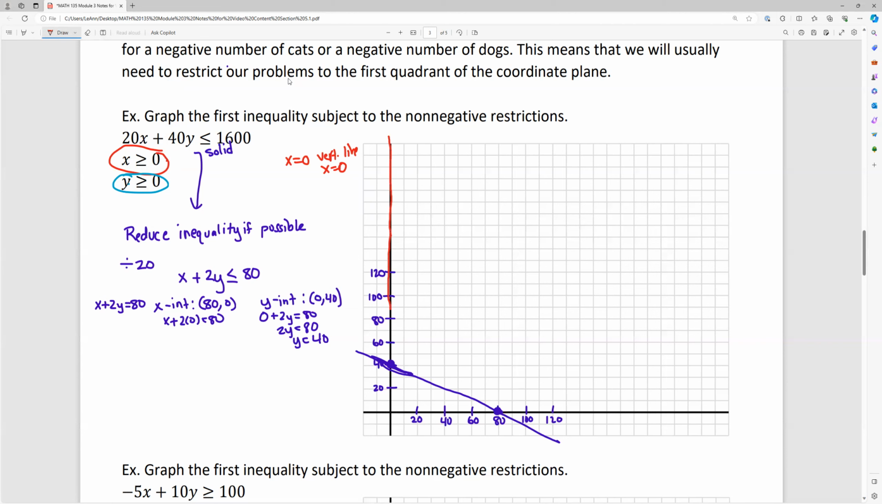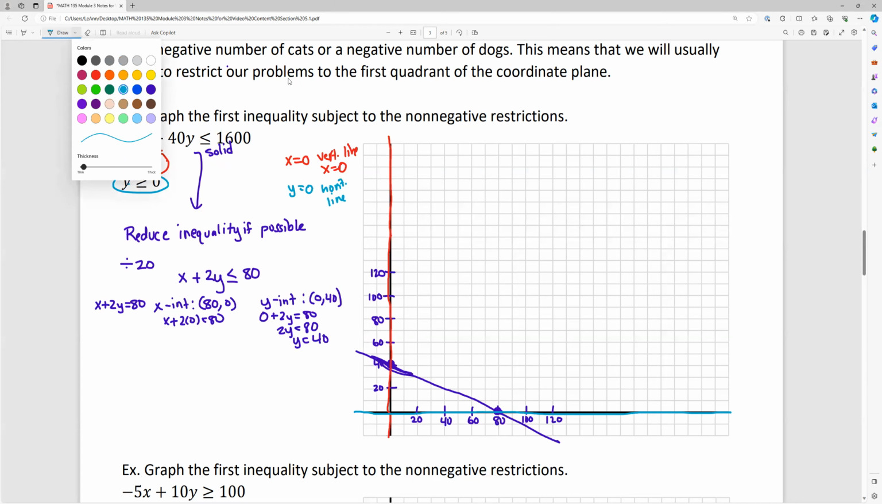Okay. And then y equal to 0, because remember, we're just talking about the boundaries right now, is going to be a horizontal line. So y equals 0 is horizontal through the point y equals 0, which is right here on the y-axis. Okay. Now, why is that going to be important? Well, we'll talk about that after we finish graphing the purple inequality.